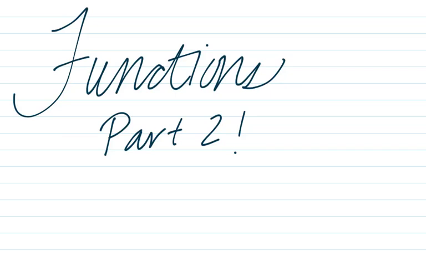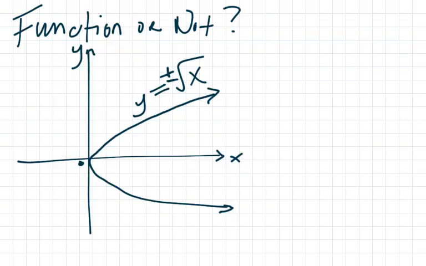In this video, we're going to look at the second part of functions. So this is going to look at some examples of graphs and using the vertical line test to test whether something is a function or not. And also we're going to look at evaluating functions when they're written in terms of an equation. So let's first look at a couple examples and determine if they represent a function or not.